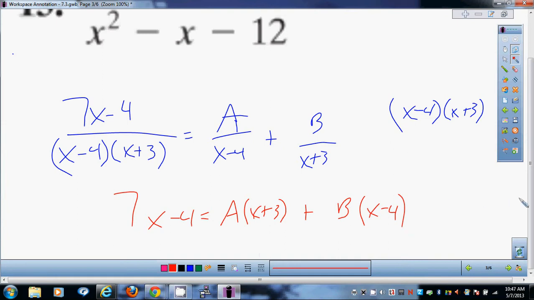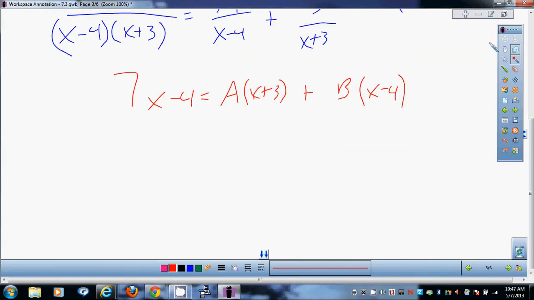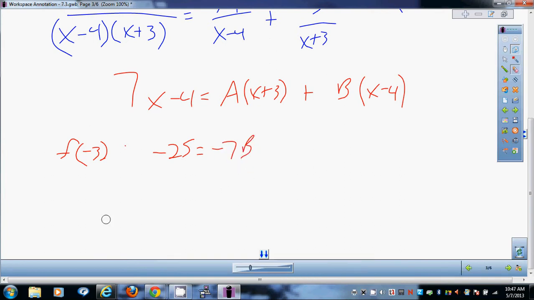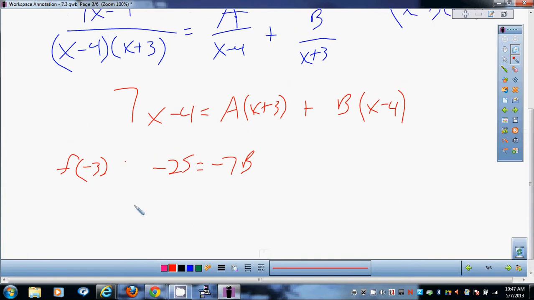So, what can I plug in to start getting rid of stuff? Ashton, what do you think? What can I plug in? Negative 3 would help us solve for what? B. It'll get rid of the A and help us solve for the B. So f of negative 3, what would that be? Negative 21 minus 4? And then negative 3 here. Oh, really? Negative 7b? I don't think you'll have too many ugly ones like this, but I'll look in the book in a second. So what's B going to be? Over 7. Did I do that right? Ugh. Can't believe we ran into an ugly one this early.